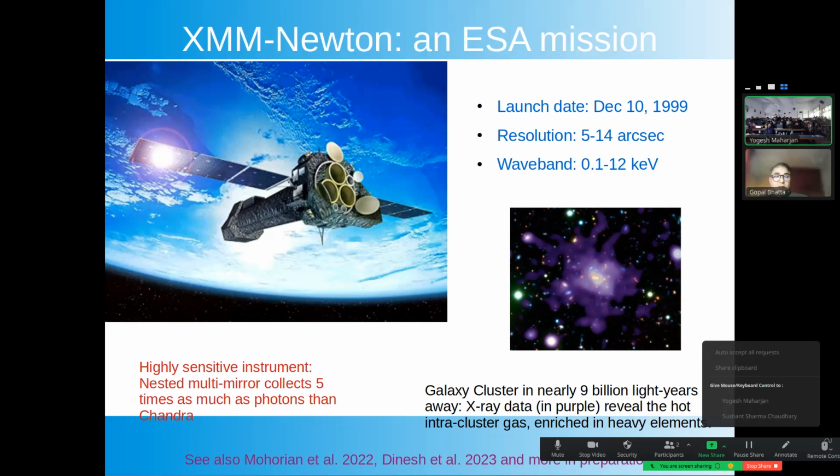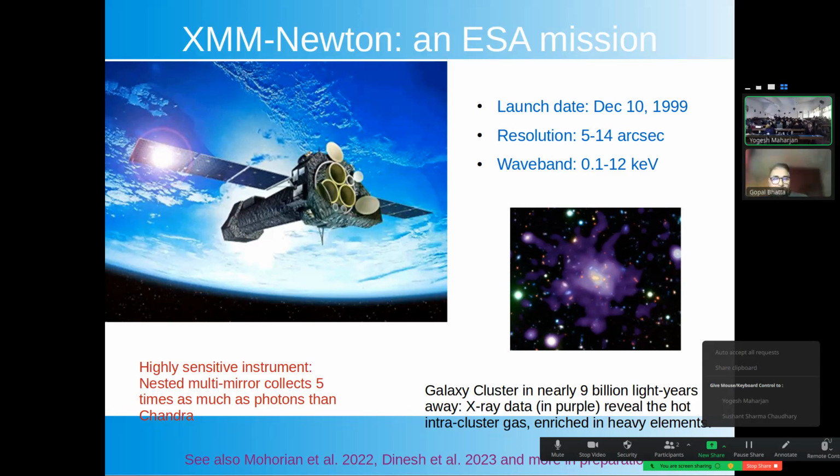But this is mainly spectral and timing analysis. Chandra is used for imaging purposes, but this one is mainly used for timing and spectral analysis purposes. So it detects many, again, galactic sources and extragalactic sources.